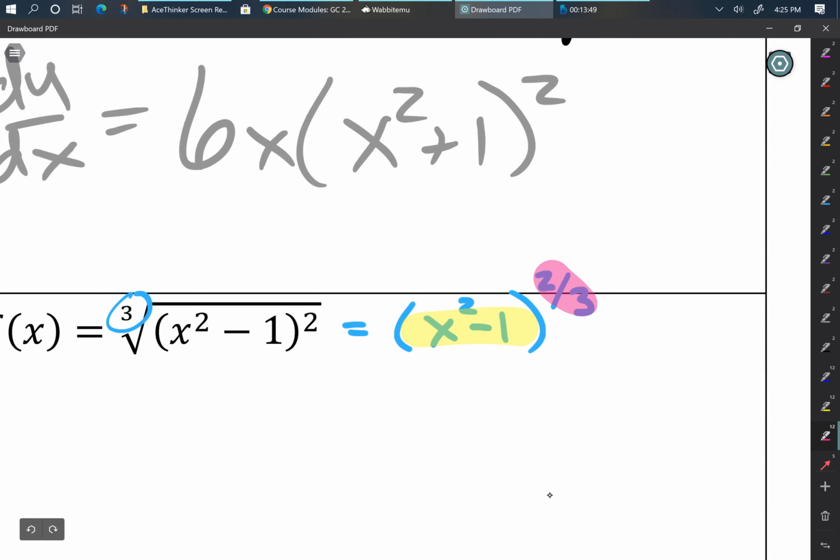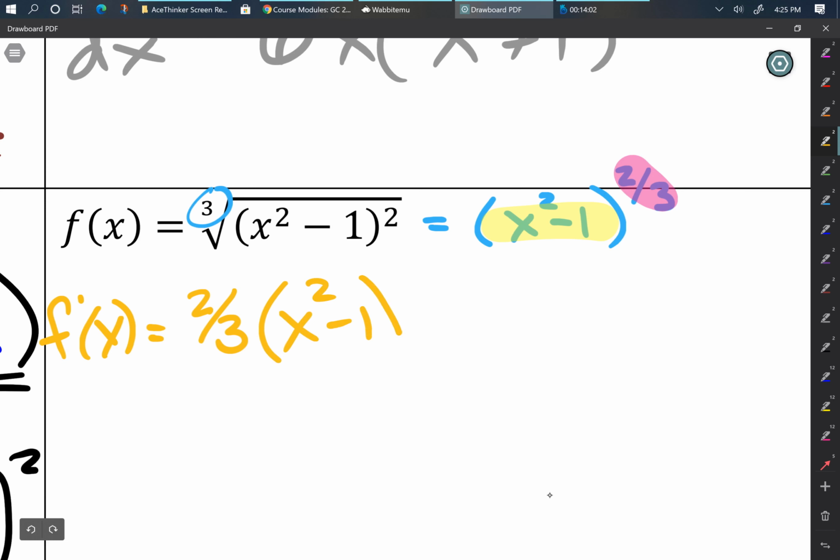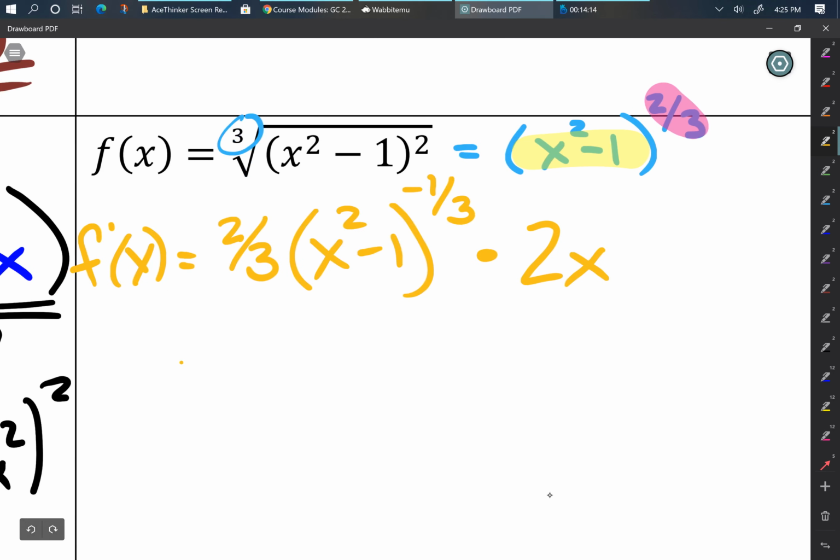raised to a power? And anytime I see a function raised to a power, I know that the derivative of a function raised to a power is going to be the power times the function raised to the power minus 1, 2/3 minus 1 is negative 1/3, multiplied by the derivative of the function. Okay? So I'm going to clean that up a little bit, and what is that going to become? 4/3, 2/3 times 2, x times x squared minus 1 to the negative 1/3.